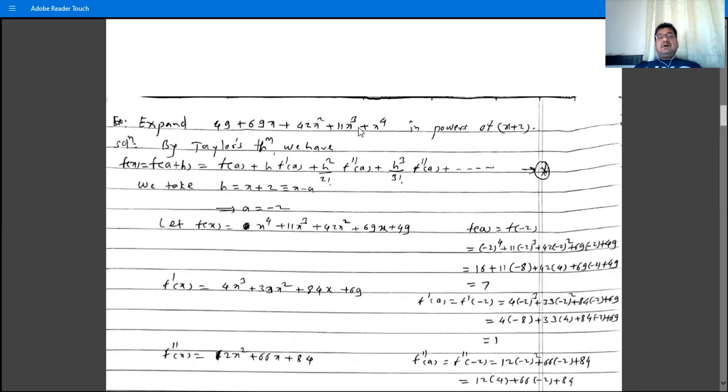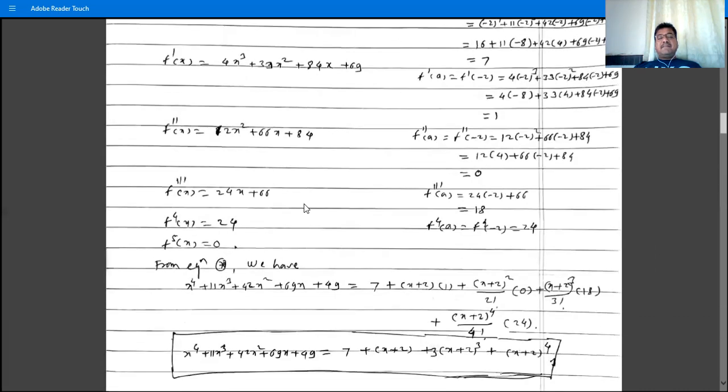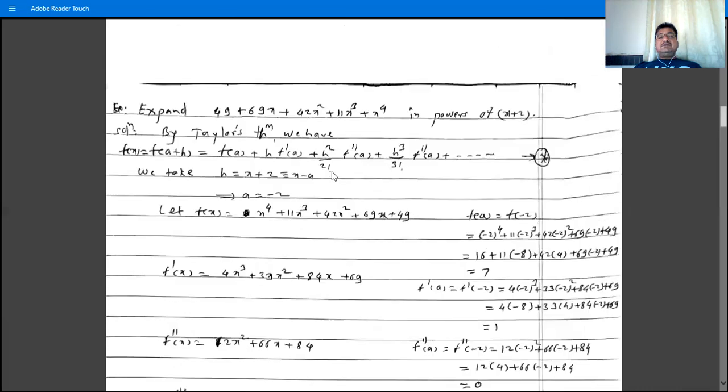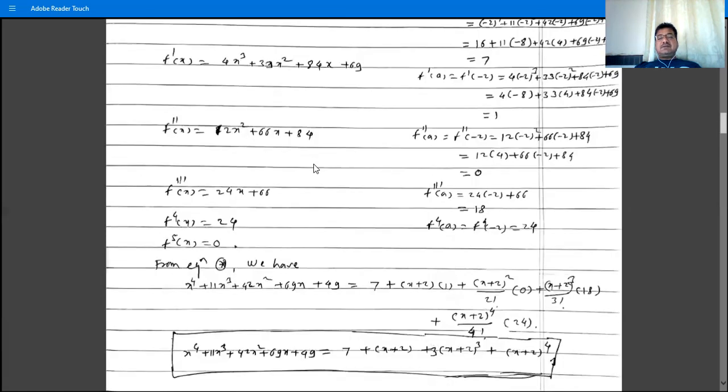After some order of derivative, that is after either the fourth order, fifth order or sixth order derivative, all the remaining derivatives are 0. So this is not a continuously differentiable function. Here we have the fifth order derivative 0, sixth order derivative 0, seventh order derivative 0. So this function is not a continuously differentiable function.